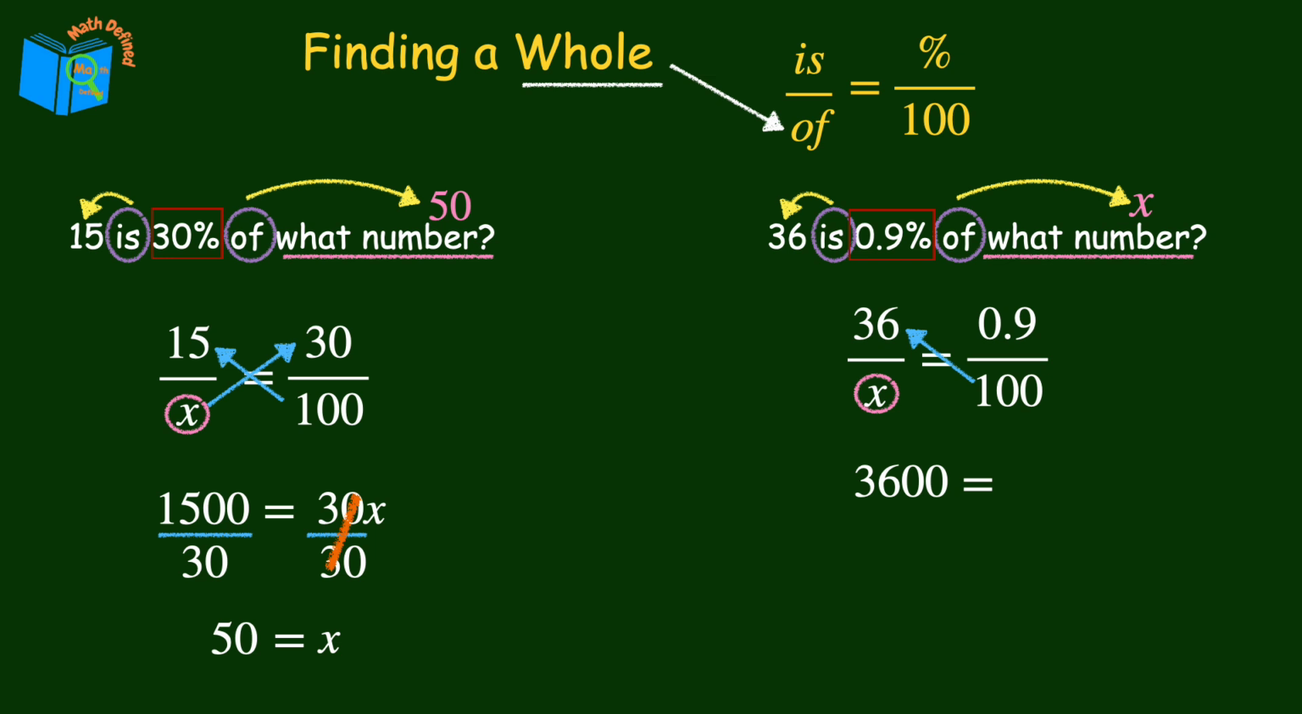100 times 36 is 3600, and x times 0.9 is 0.9x. To solve for x, we'll divide each side by 0.9. The 0.9s cancel each other out, leaving x equals, and 3600 divided by 0.9 is 4000. So 36 is 0.9% of 4000.